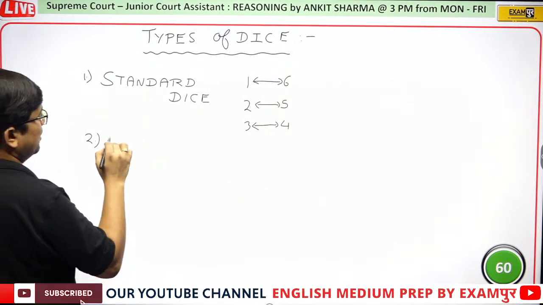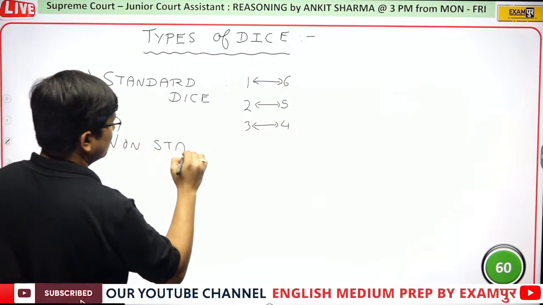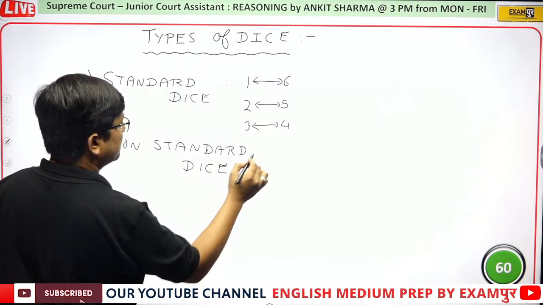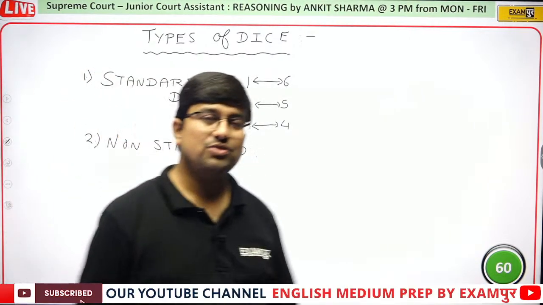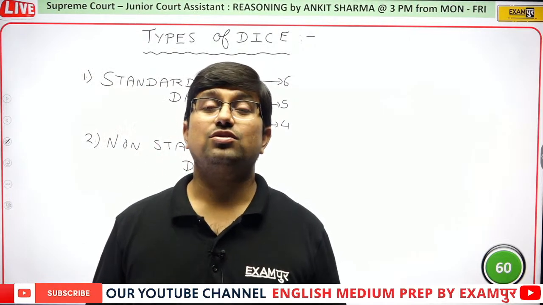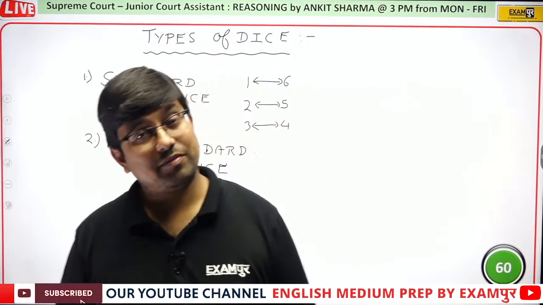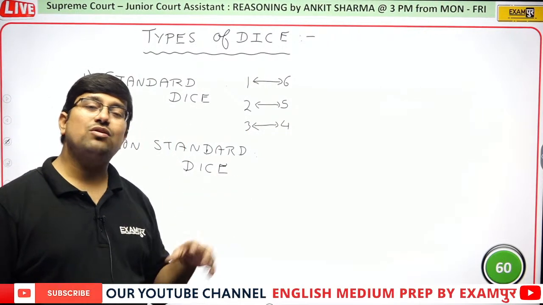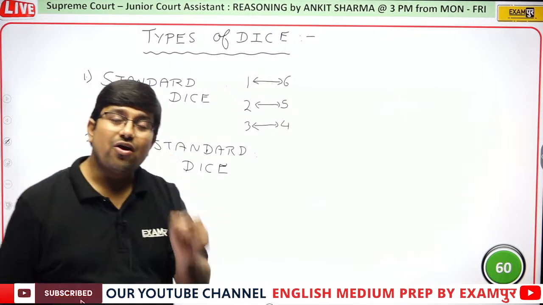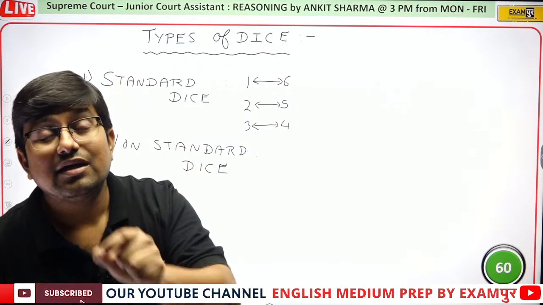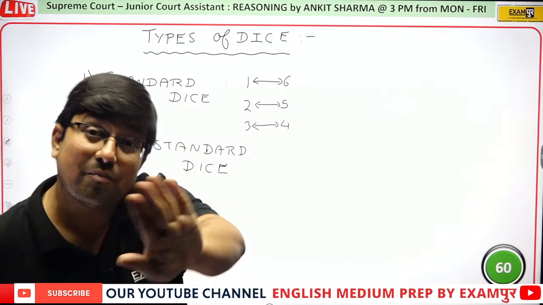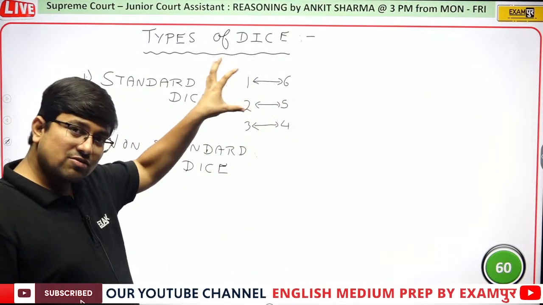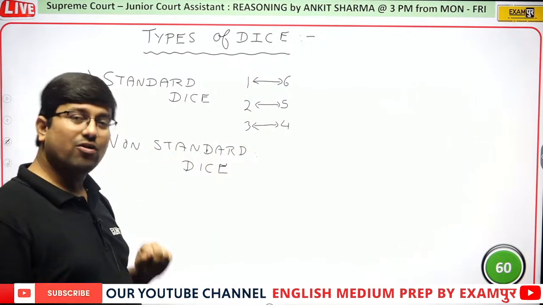Now the next question comes, what is a non-standard dice? My dear students, a non-standard dice is a dice in which the sum of numbers on the opposite faces is not necessarily 7. Not necessarily 7 means it may or may not be 7. Here you will not be confident, as in the case of a standard dice, that it will be 7 only.